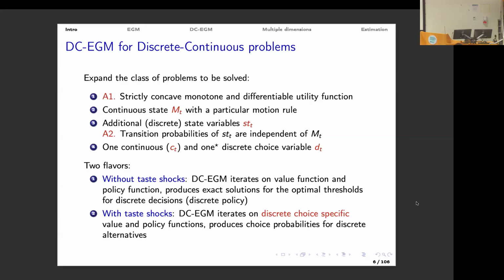Like I said, we will look at two flavors of this DCEGM algorithm: without the taste shocks, and then the one which is smoother and kind of easier to operate with.